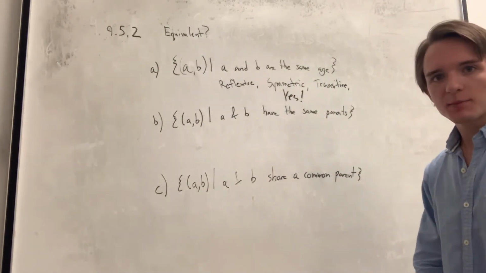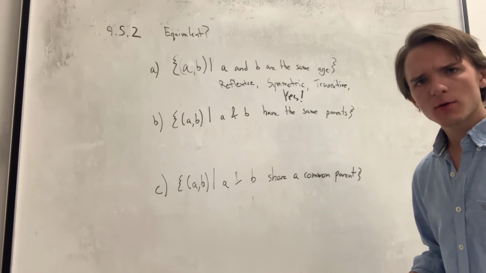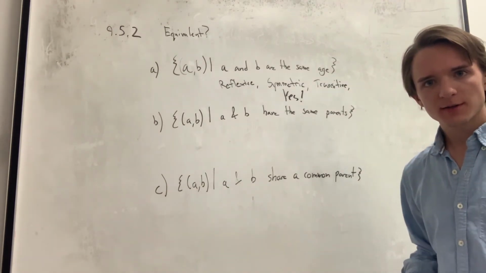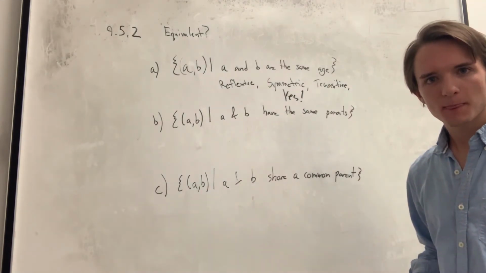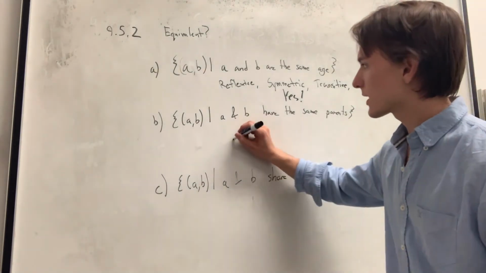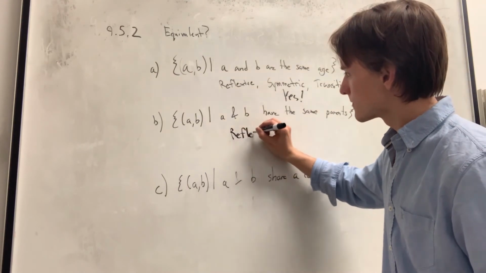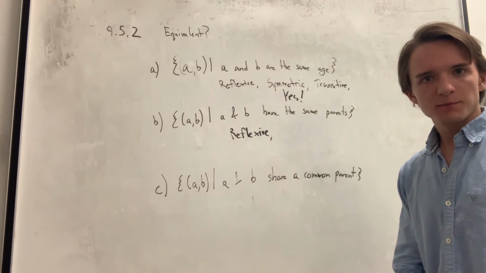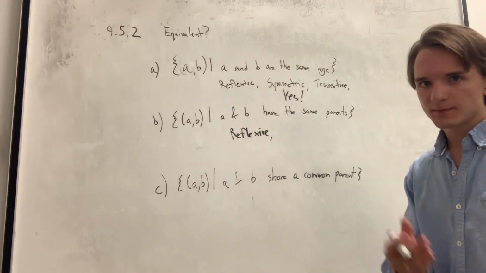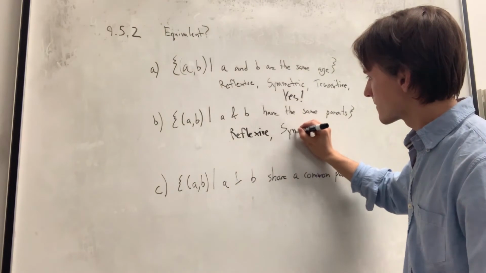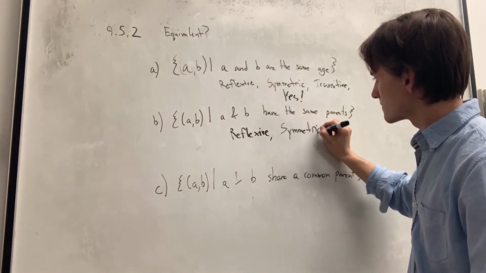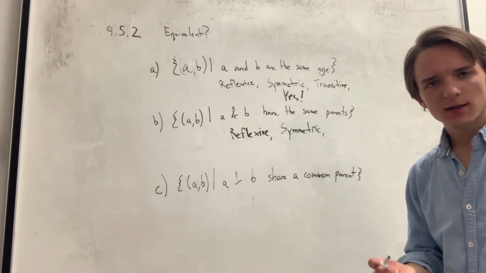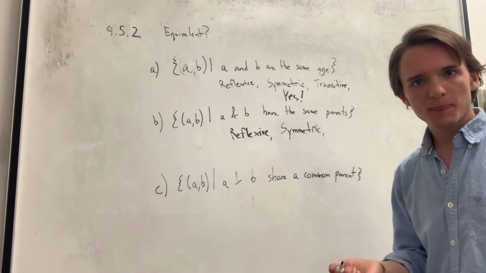A and B have the same parent. Okay, so ask yourself, do A and A have the same parent or same parents? Yes, so it is reflexive. If A and B have the same parents, then do B and A have the same parents? Yes as well. If A and B have the same parents, and B and C have the same parents, then do A and C have the same parents?